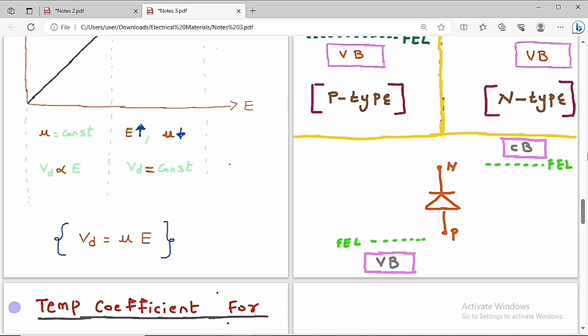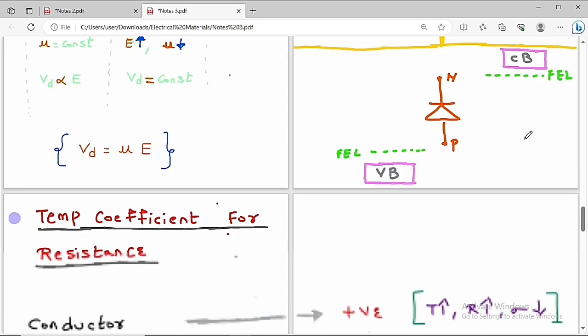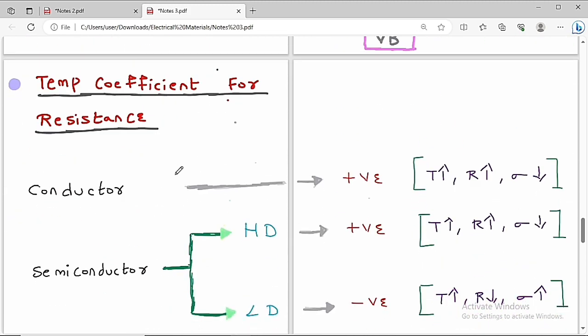So therefore, for the P type of semiconductor, the Fermi energy level is near the valence band, and for the N type of semiconductor, the Fermi energy level is near the conduction band. Okay, this is a very important thing that you have to keep in your mind. Definitely, you can get additional questions from this concept. This is the same thing I have told you, but let me finally summarize this concept.